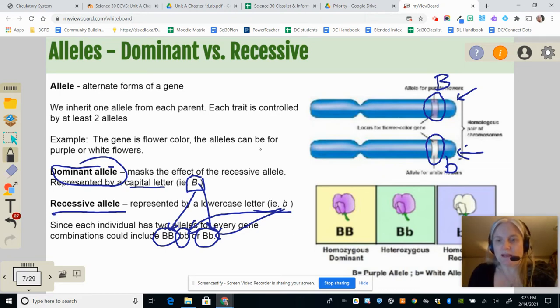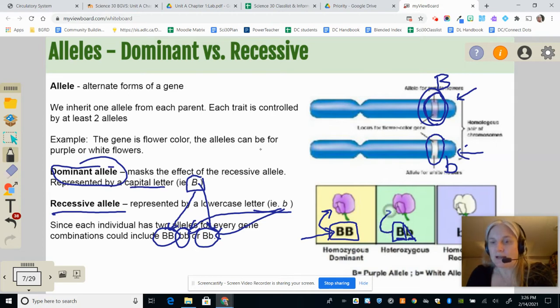So if your plant has two of the dominant genes, remember the capitals represent dominant genes, and the dominant gene was purple flower, right? So if you have two dominant genes, you're going to get a purple flower. If you have one dominant gene and one recessive, so one purple, one white, well, we know the dominant is going to overpower the recessive, and you're not going to see that recessive. It's going to be hidden. So we're going to get a purple plant.